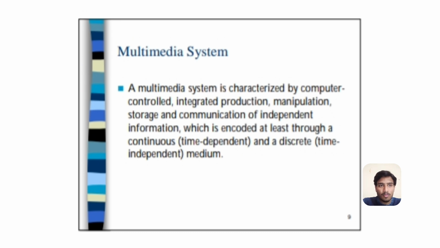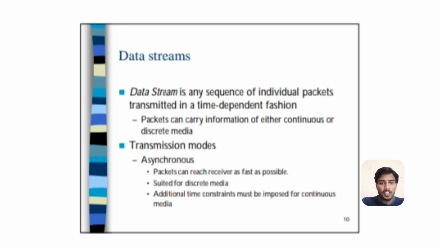Now we are talking about the multimedia system. What is a multimedia system? A multimedia system is characterized by computer-controlled, integrated production, manipulation, storage, and communication of independent information, which is encoded through a continuous, which means time dependent, and a discrete, which means time independent, medium.